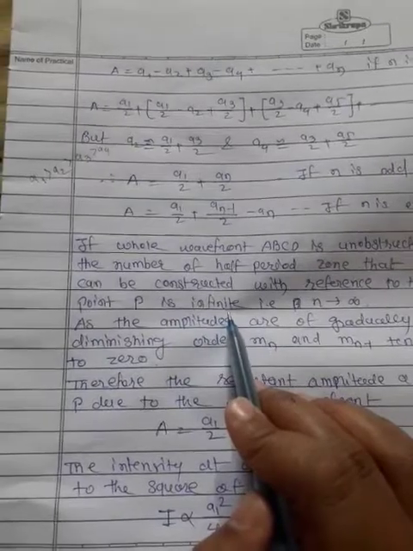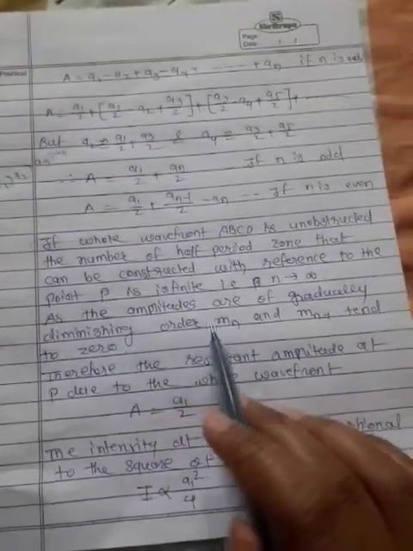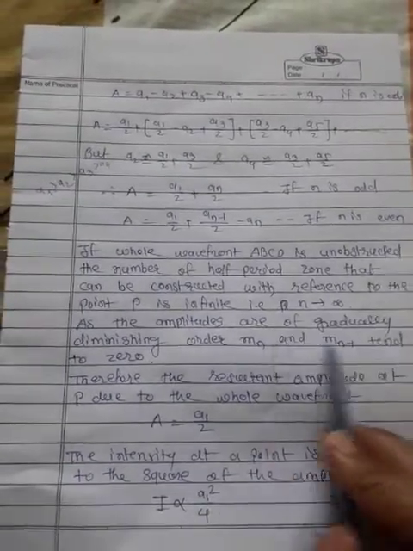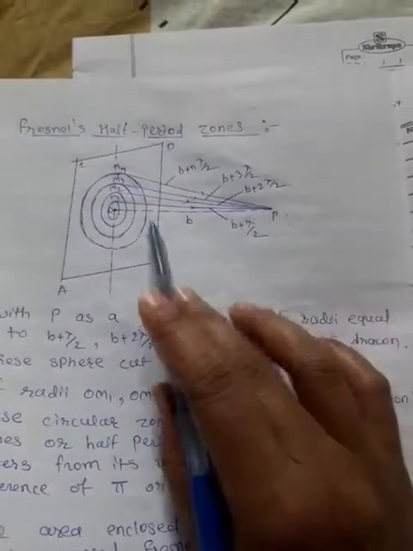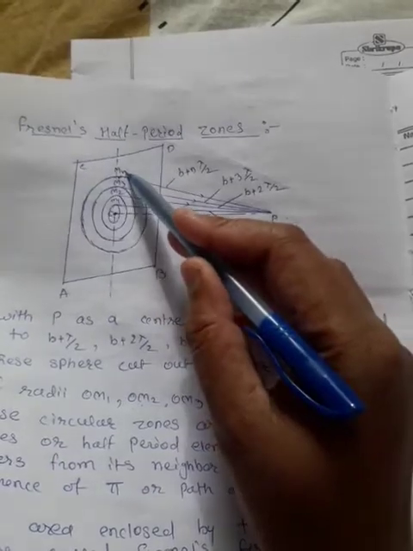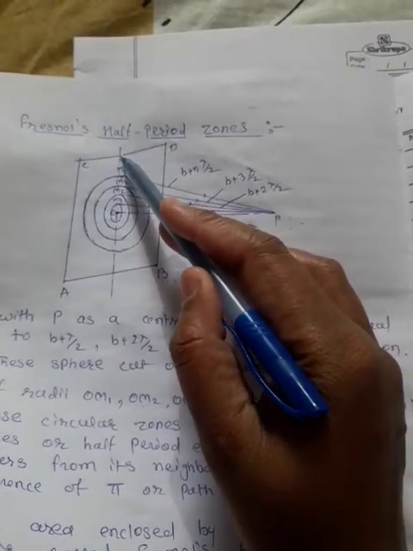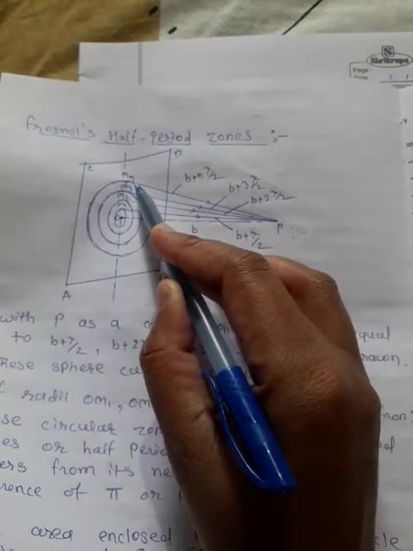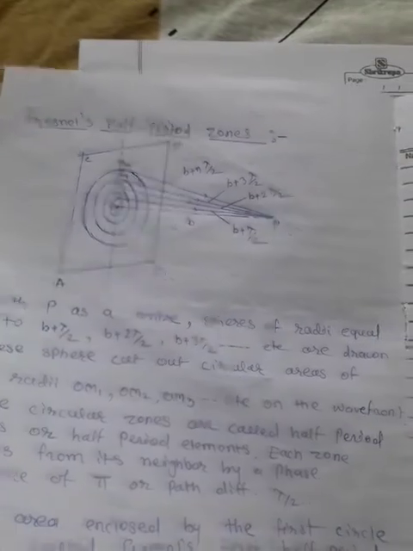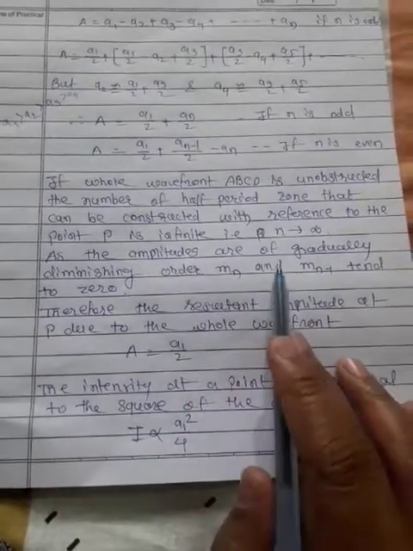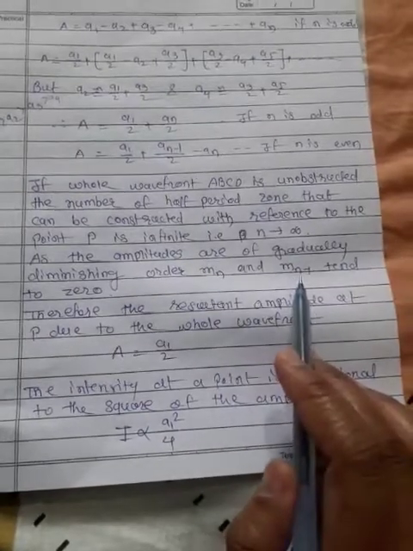Suppose we consider that point P is at an infinite distance. As the amplitudes gradually diminish in order, An and A(n minus 1) tend to 0. Here we consider that point P is at an infinite distance from the center. Therefore the zone amplitude goes on decreasing. It means that for the nth circle at infinite distance, the amplitude of the nth zone becomes completely 0, and hence for infinite distance the amplitudes completely diminish.